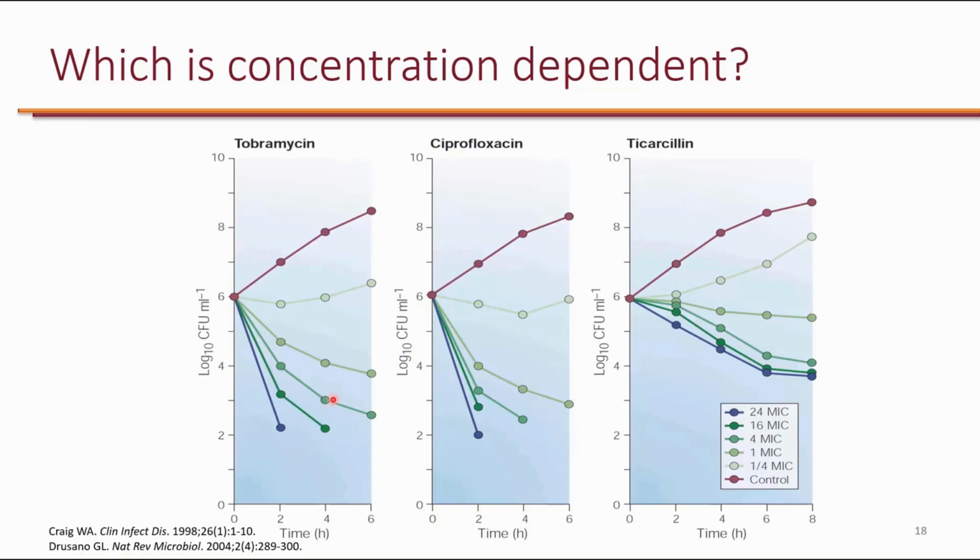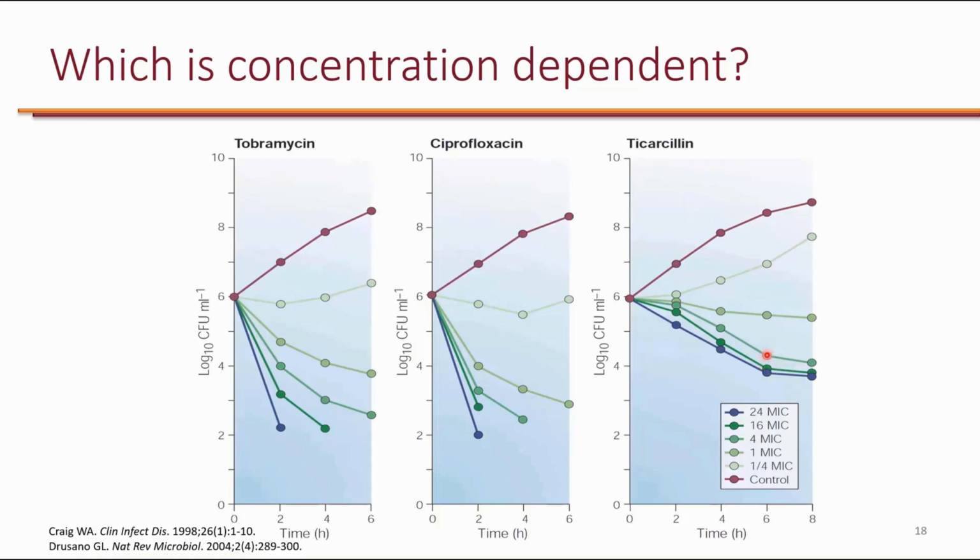Now let's look at ciprofloxacin. Ciprofloxacin, they did the same experiment. So you can see that as they increased the concentration of ciprofloxacin, more and more of the organism died as time went on. Now compare that to ticarcillin, which is a beta-lactam. Now as they increase the concentration of this beta-lactam, you can see that the organism dropped, but at some point, increasing the concentration didn't make a difference anymore.